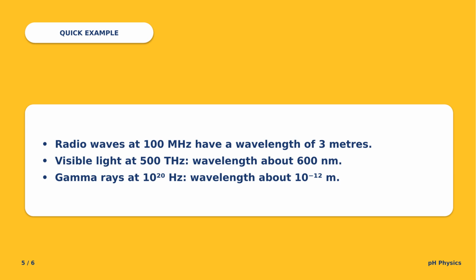Quick example: radio waves at 100 megahertz have a wavelength of 3 meters. Visible light at 500 terahertz, wavelength about 600 nanometers. Gamma rays at 10 to the 20 hertz, wavelength about 10 to the minus 12 meters. Same speed, hugely different frequencies and wavelengths.